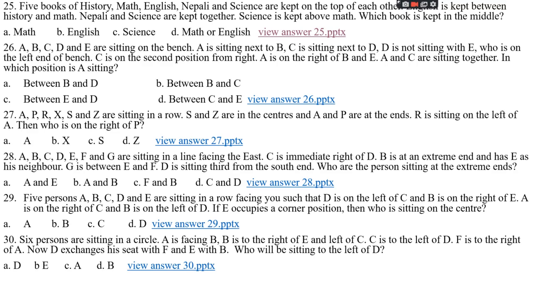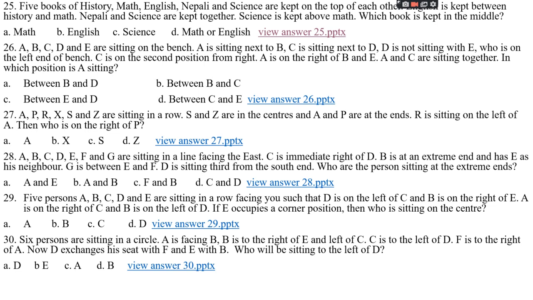Question number 26. A, B, C, D and E are sitting on a bench. A is sitting next to B. C is sitting next to D. D is not sitting with E, who is on the left end of the bench. C is on the second position from right. A is on the right of B and E. A and C are sitting together. In which position is A sitting?